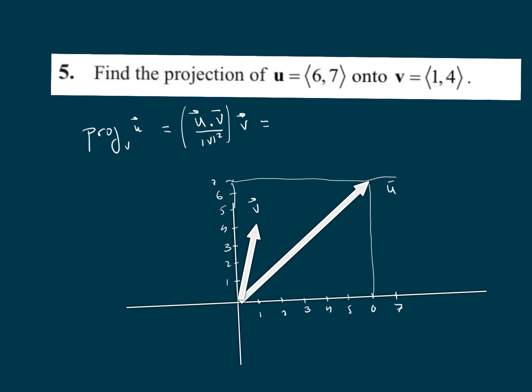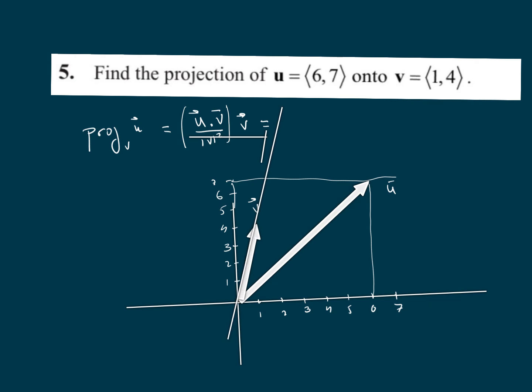Okay. Problem 5 says find the projection of u onto v. The vector u is this vector, 6, 7. The vector v is 1, 4, this vector. And what it says is find the vector that lies on the direction of v. The direction of v is this direction.